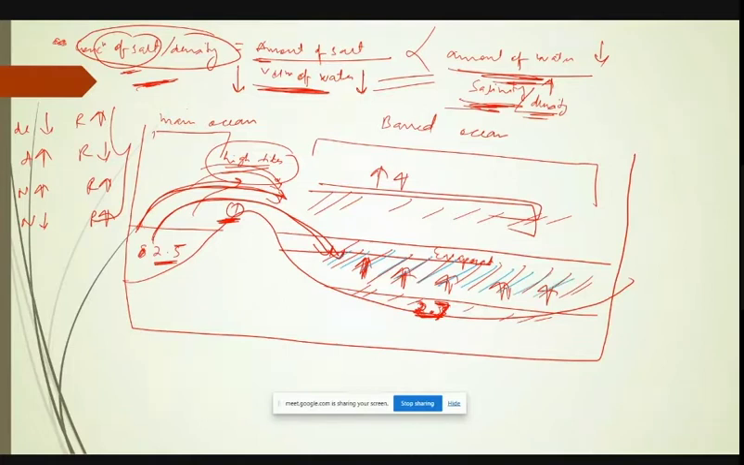Now, since it is being transferred from the main ocean, its density will be 2.5, similar to that of the main ocean. Now, we have developed two layers of water in the barrier ocean, one having density of 2.7, another having density of 2.5. Now, it is clear how layering has developed in the barrier ocean.